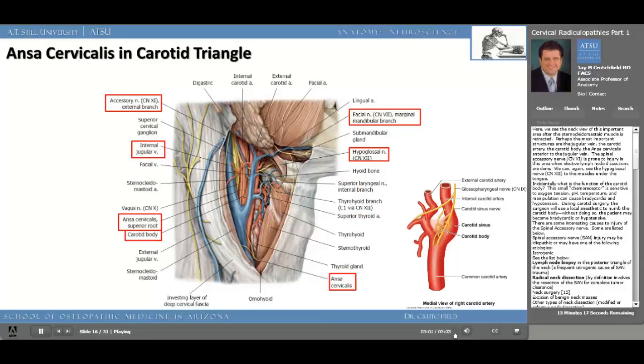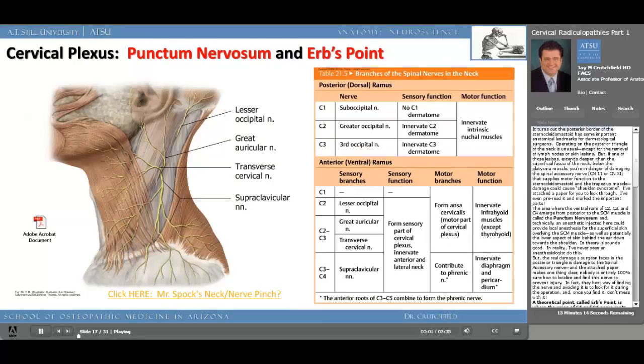It turns out the posterior border of the sternocleidomastoid has some important anatomical landmarks for dermatological surgeons. Operating on the posterior triangle of the neck is unusual except for the removal of lymph nodes or a skin lesion. But if one of those lesions extends deeper than the superficial fascia of the neck, say below the platysma muscle, you're in danger of damaging the spinal accessory nerve, cranial nerve 11, or even cranial nerve 12 that supplies motor function to the sternocleidomastoid muscle and the trapezius muscle. Damage could cause shoulder syndrome. I've attached a paper for you to look through. I even pre-read it and marked the important parts.